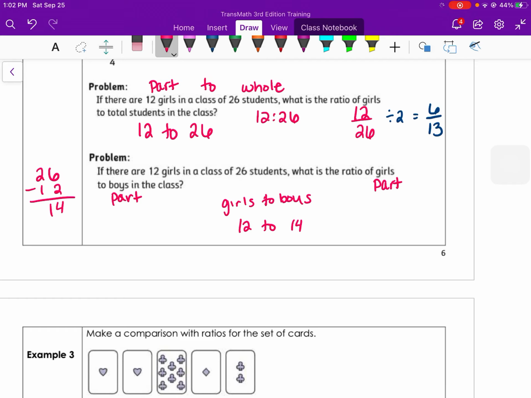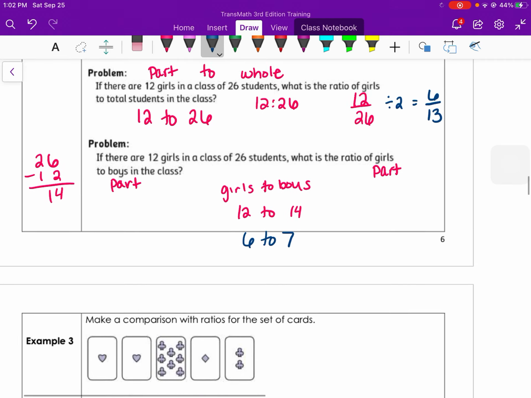But this is an example of a part-to-part relationship because there are girls to boys. So it could be written similarly, either way you want to write the ratio. This one also simplifies because 12 and 14 are still both divisible by 2. So you could simplify this to say there's 6 girls to 7 boys. So for every 7 boys, there are 6 girls. 14 boys, there's 12 girls, etc. So that is a part to part instead of part to whole. That's the difference.